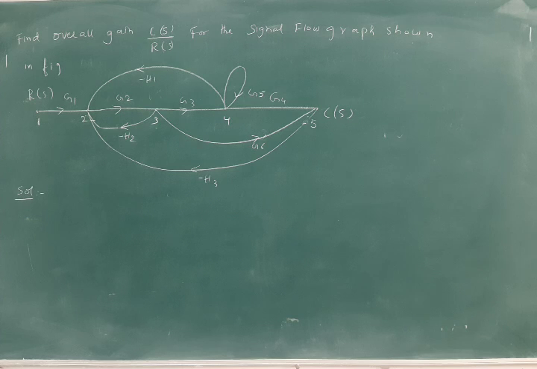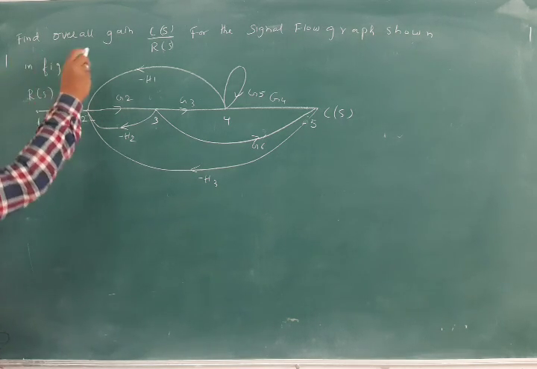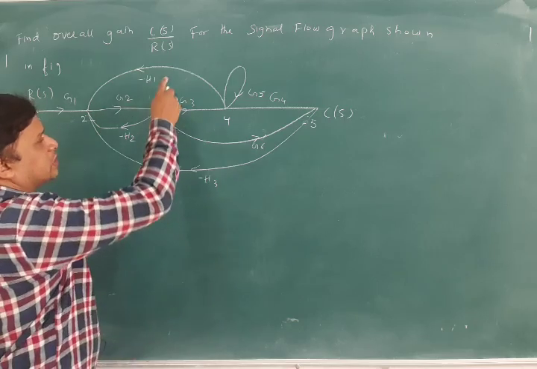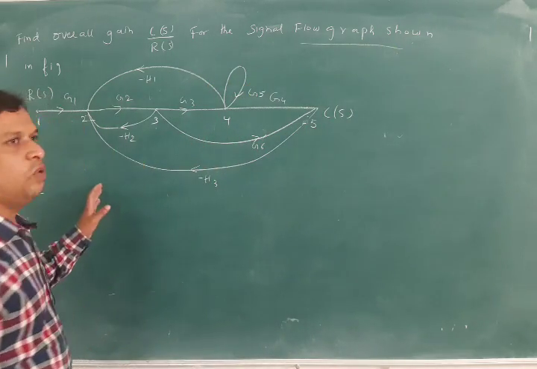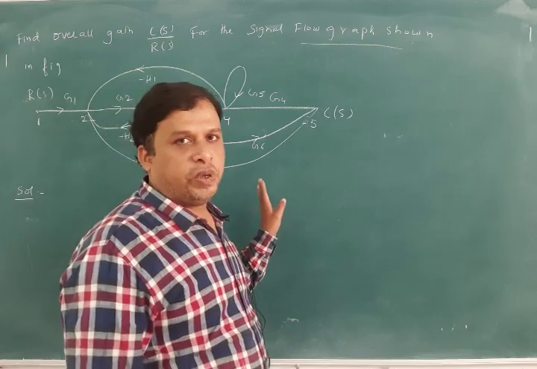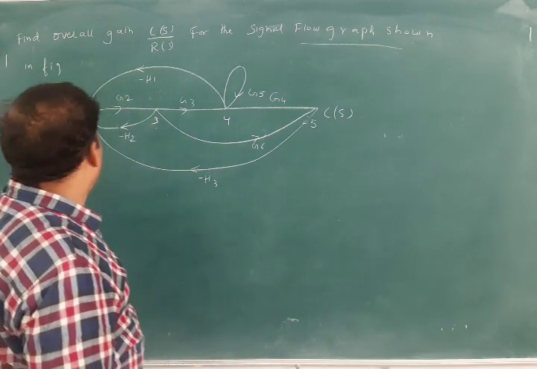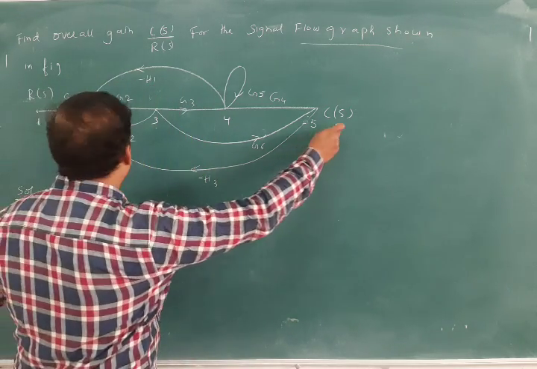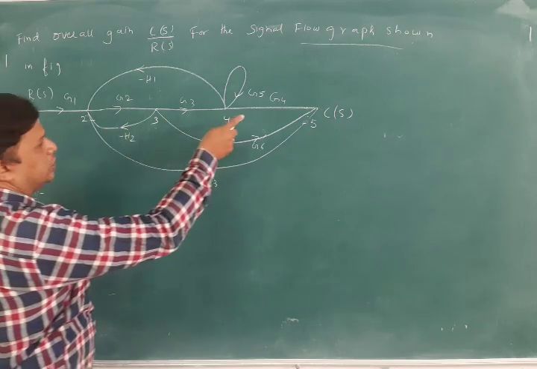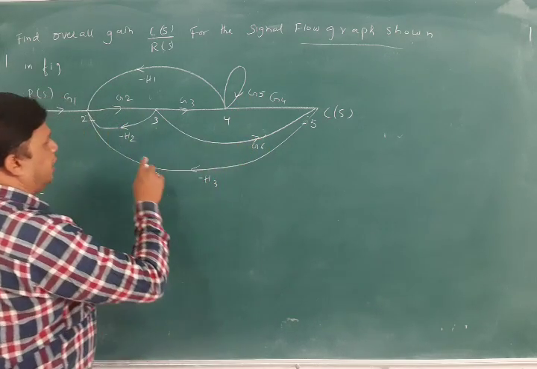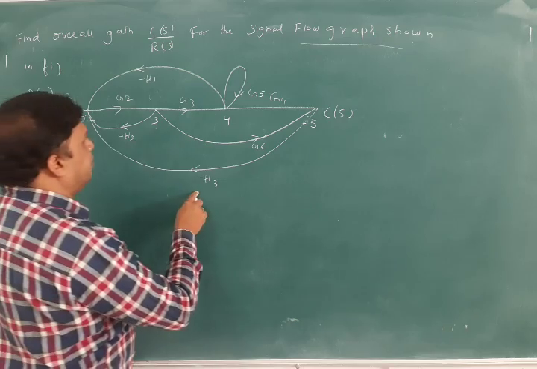So students, in this video we will find the overall gain C of S by R of S for the signal flow graph shown in the figure. If you see this signal flow graph, it has R of S and C of S, and afterwards you have the gains G1, G2, G3, G4, G5, G6, and here minus H2 and minus H3.